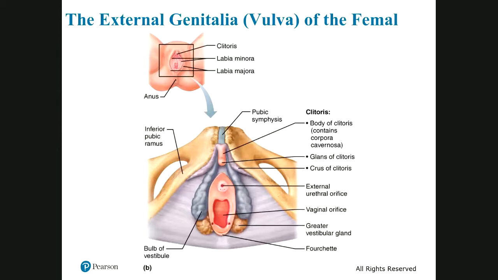We have the anterior part of the vestibule, which is the clitoris. In the clitoris, we have the glans of the clitoris, which is the exposed portion. And we have the body of the clitoris that contains the corpora cavernosa, the glans, and we have the prepuce of the clitoris, which is like a hood.